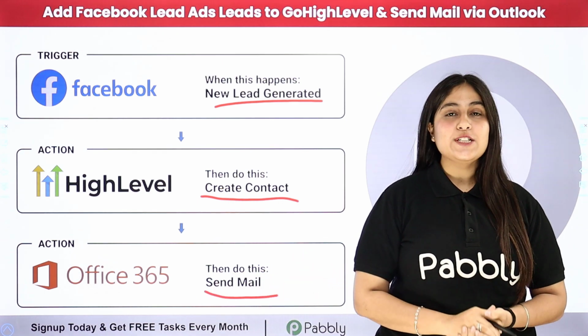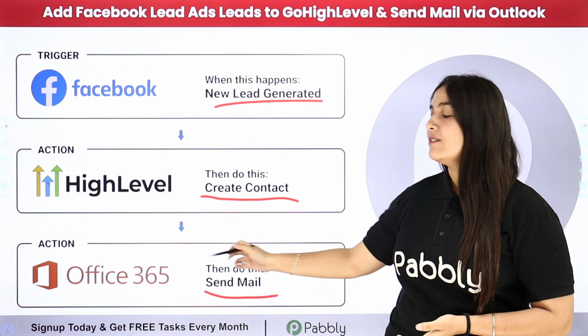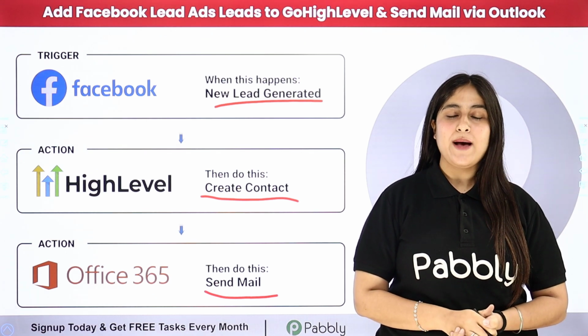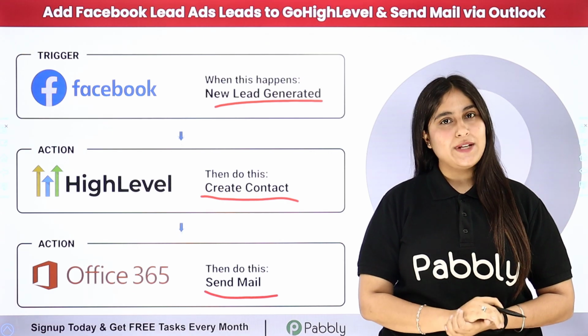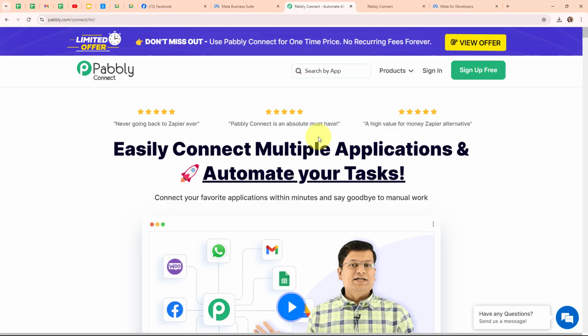So to build this connection, I need to connect these applications using an automation software named Pabbly Connect. To learn this process step by step, let me take you to my screen. Welcome to my screen. So in this video, we are going to learn how to add Facebook lead ads leads to GoHighLevel and send mail via Outlook.